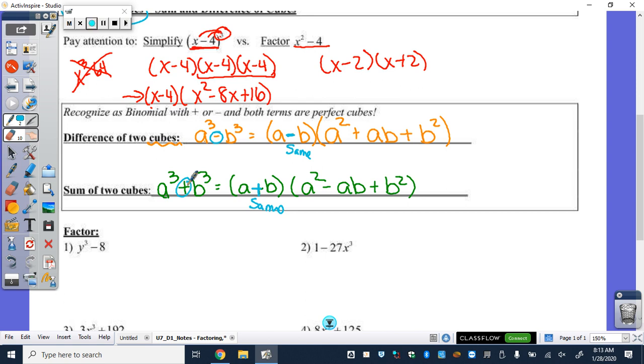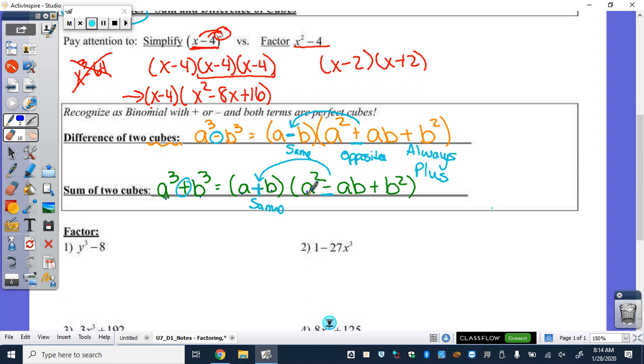The first set of parentheses signs are always the same. These next signs, those ones are always opposite of whatever you had here. And these last ones are always plus. So that is the pattern it always follows. Same signs, opposite signs, always plus. And again, the same things happen when you take your cube roots of these, so it's always first, last, first squared, multiply the two of them, and then the last squared.